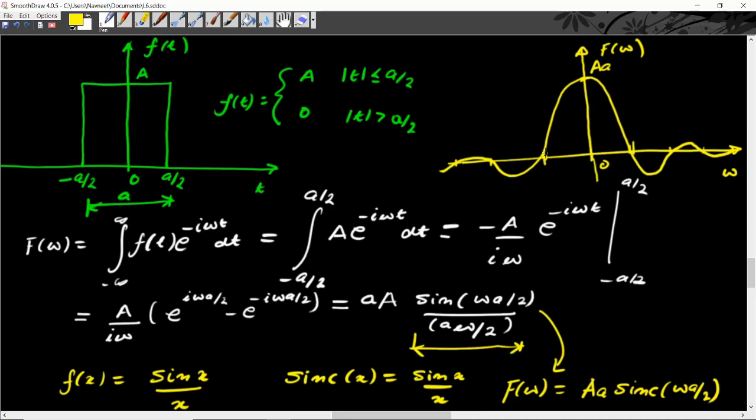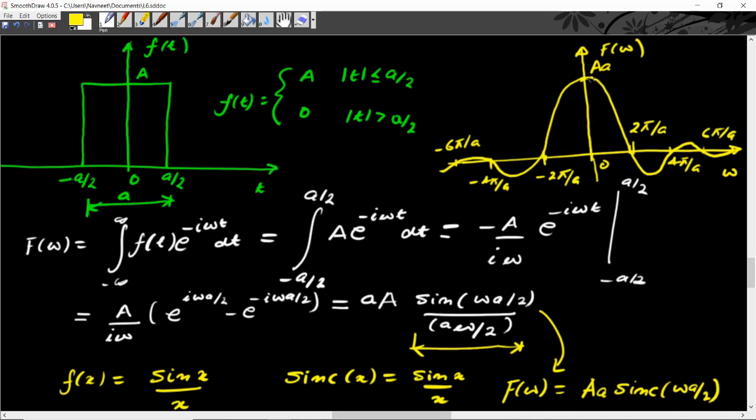So the first crossing of this function at 0 is at 2 pi over a, and this function is also symmetric about the vertical axis. So this is 4 pi over a. Similarly, on the negative axis. There are two things to note about the plot of this Fourier transform.